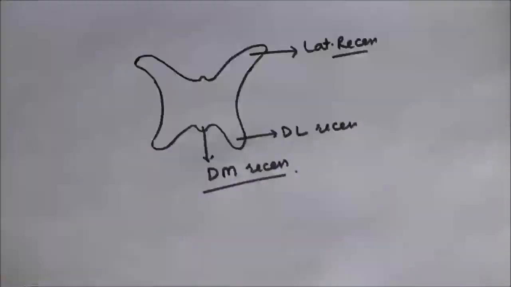In this diagram here, this is the dorsomedian recess. So that was all about the fourth ventricle.